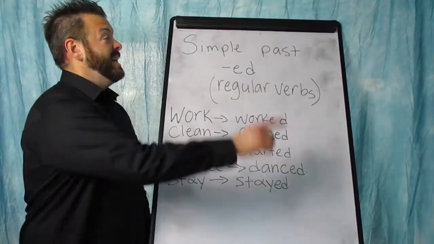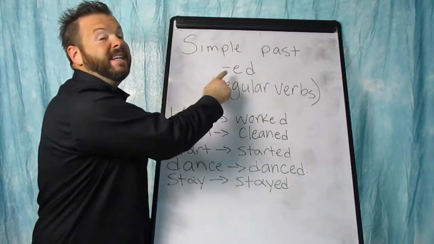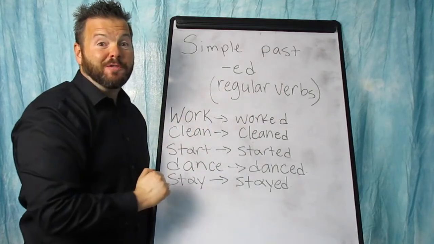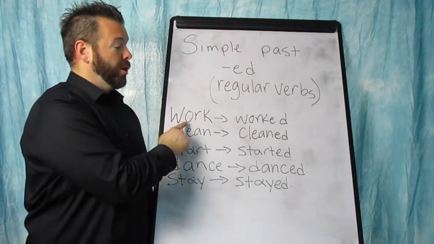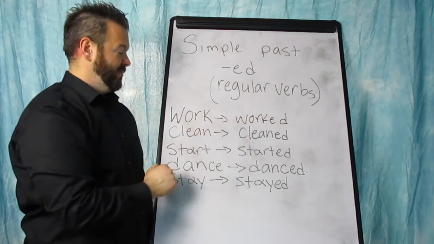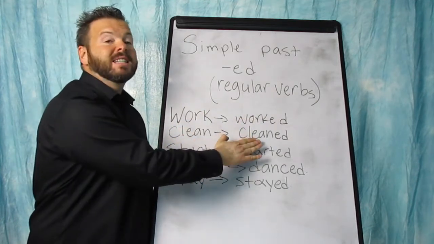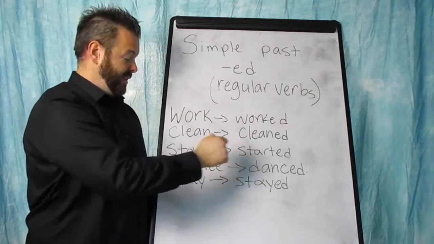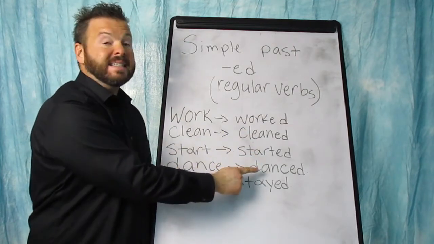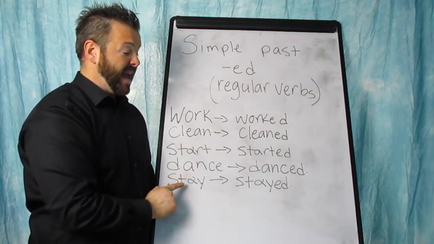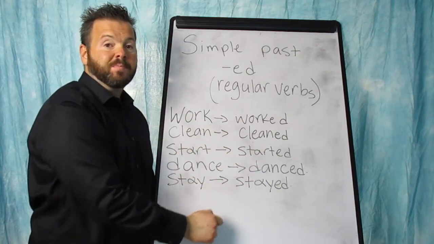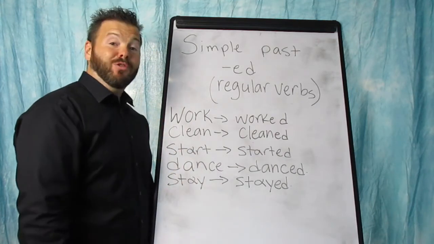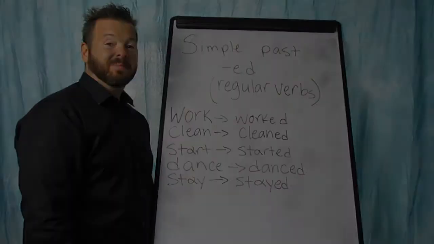Okay, in the simple past, we use ed at the end of our words for regular verbs. Work becomes worked. Clean becomes cleaned. Start, started. Dance, danced. Stay, stayed. Pause the video here, write everything down, and read it to yourself.